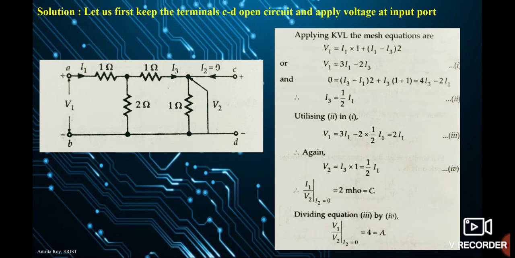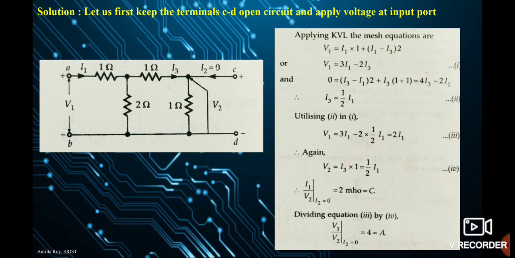In this equation we have added the two impedances 1 and 1, because as mentioned, first we are going to keep the terminals C and D open circuited, so we can consider that the two 1 ohm impedances are in series. No current will flow through the terminals C and D, so it's completely open circuit. So from here we can get the value of I3 as I3 equals 1 by 2 into I1.